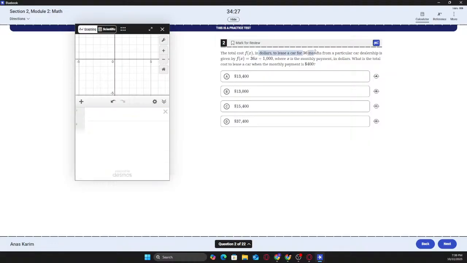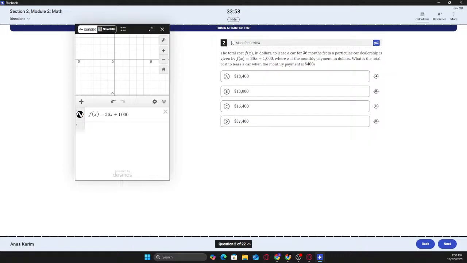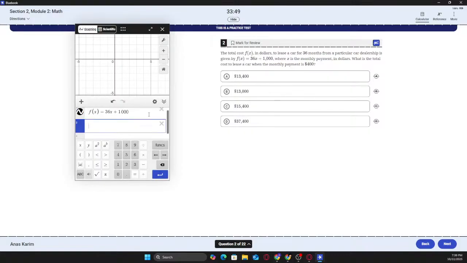The total cost, f of x in dollars, to lease a car for 36 months from a particular car dealership is given by f of x equals 36x plus 1,000, where x is the monthly payment in dollars. What is the total cost to lease a car when the monthly payment is $400? So we have this function, so we can just grab it right here. x is the monthly payment, so it's $400, and we have to multiply. So we just say 400. Got the answer.